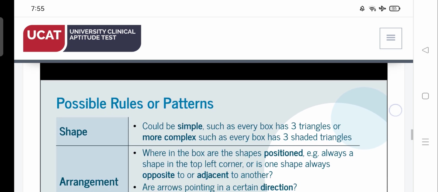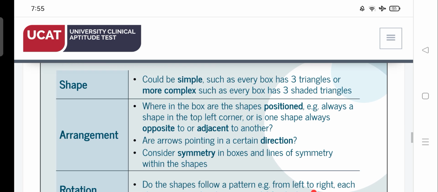Some possible rules are given on the next few slides that you can use to solve your answers. So these are the possible rules or patterns for shapes. They could be simple, such as every box has 3 triangles, or more complex, such as every box has 3 shaded triangles. Arrangement: where in the box are the shapes positioned? Example, always a shape in the top left corner, or is one shape always opposite to or adjacent to another?